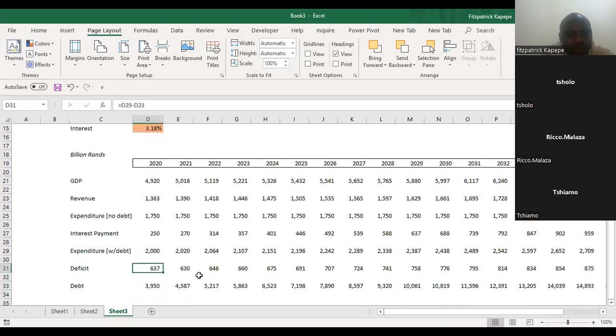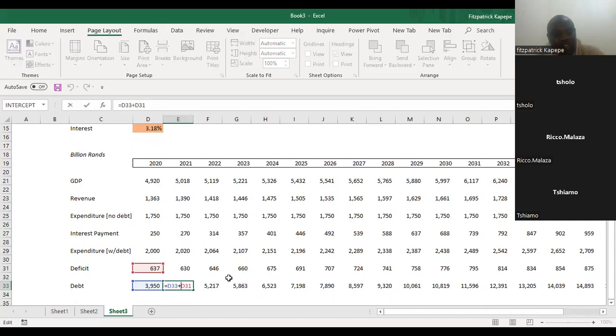So it shows, for example, in 2018, there was an expenditure with government with debt is 2,000. The revenue that was generated by the government of South Africa was 1.3 billion. So they had the deficit of 637. What this deficit means is that they still went to the market and borrowed. So you have 3,950, you add 637. So this is what you have.